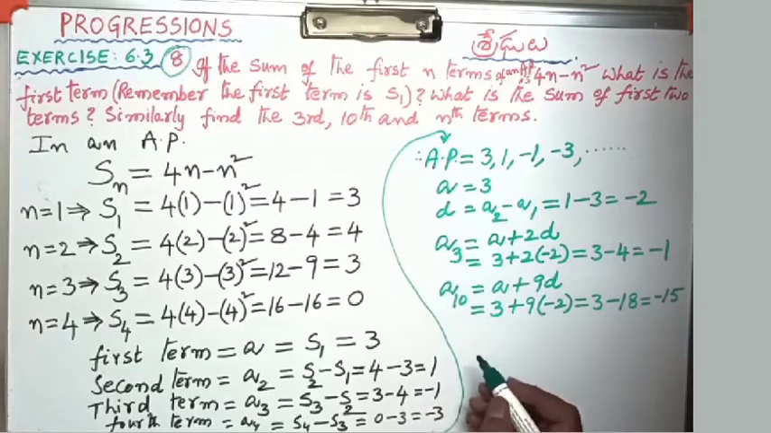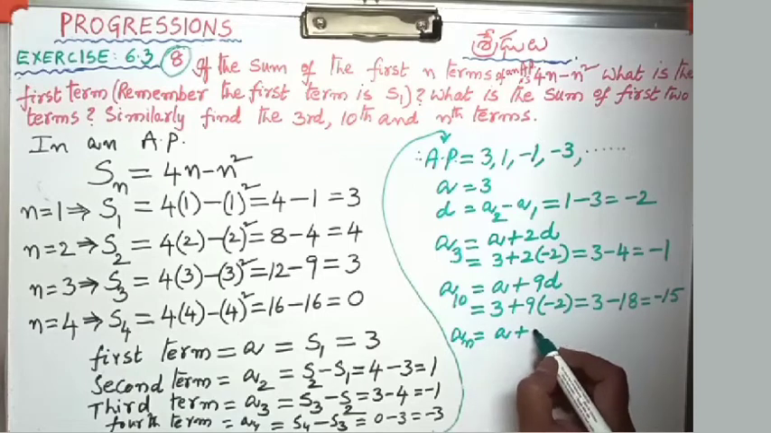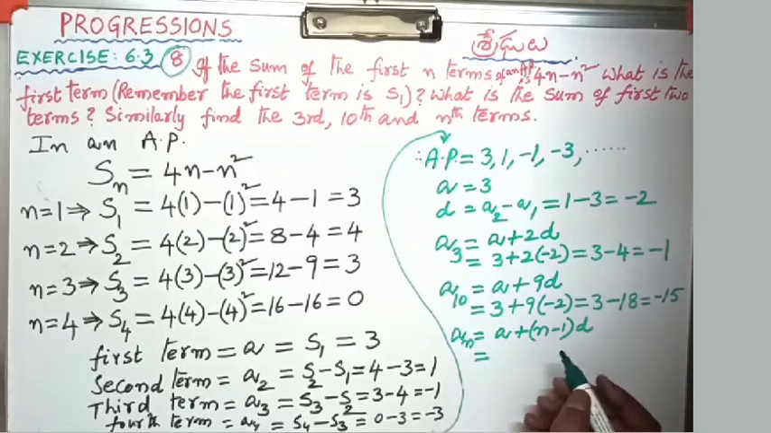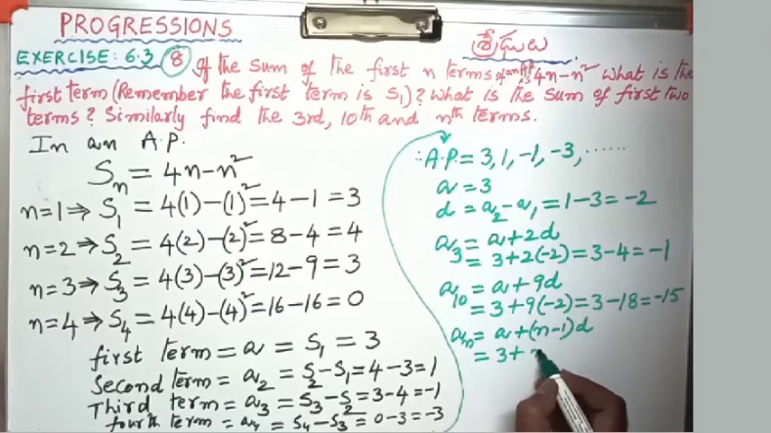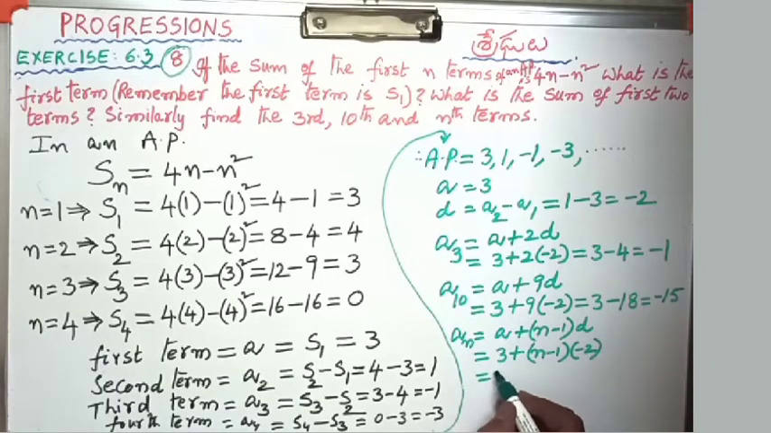And next, what about the nth term? An is equal to A plus n minus 1 into D. Now substitute the A and D values in this. A value is 3 plus n minus 1 into D value, which is -2. Please do the simplification. 3 minus 2 into n is -2n, -2 into -1 is plus 2. That equals 3 plus 2, which is 5. 5 minus 2n is the nth term.